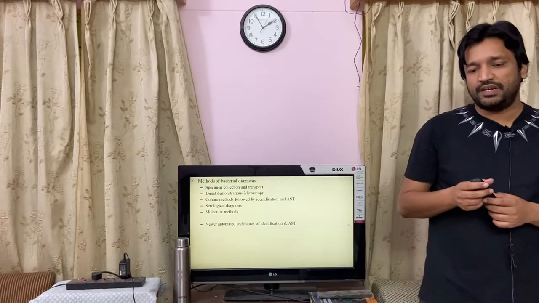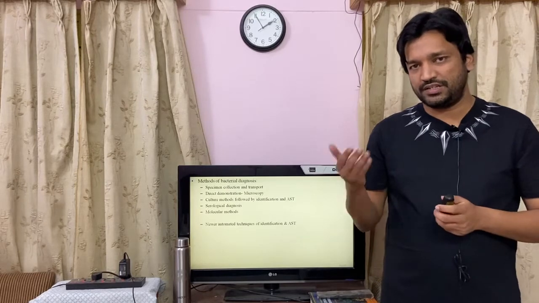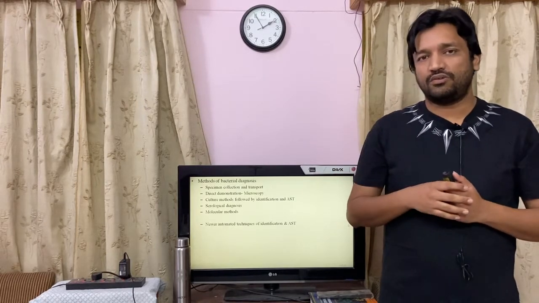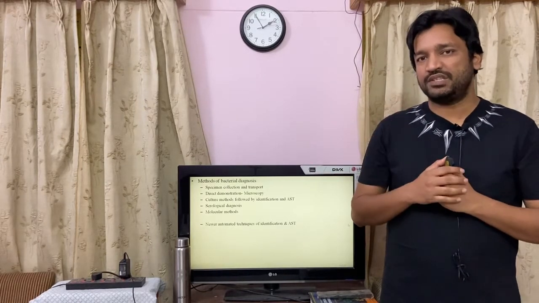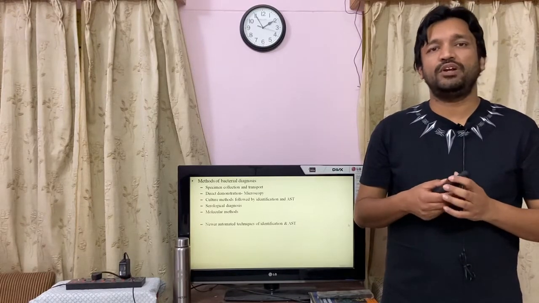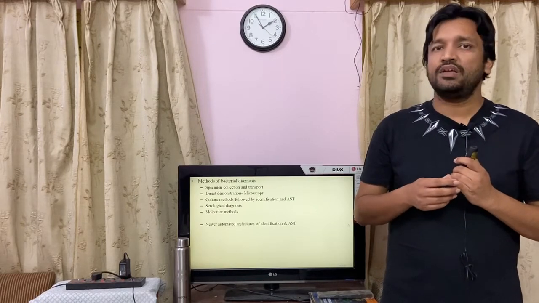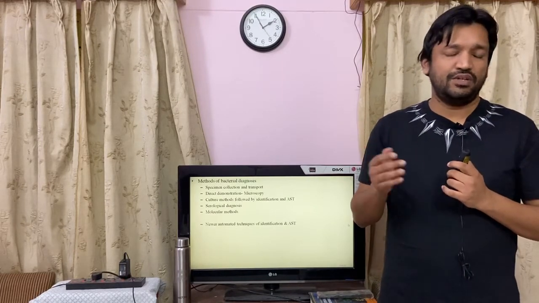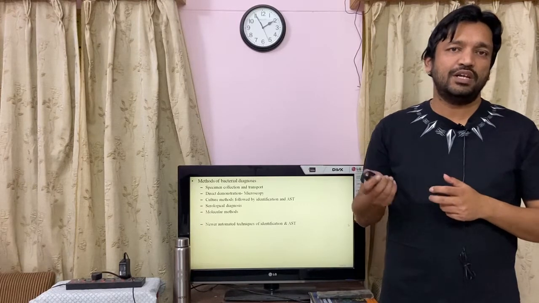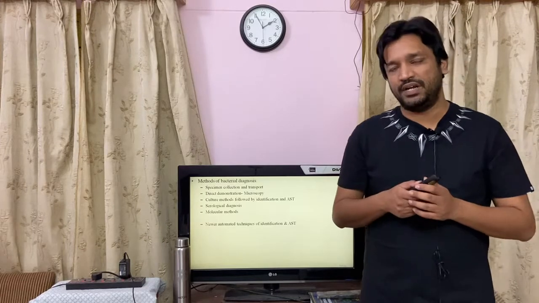Methods of bacterial diagnosis. So as I have already told you, it starts with the collection of an appropriate specimen, then it is transported to the laboratory where we do a variety of tests ranging from direct demonstration of the bacteria. Then we can do culture, in which we will put up some artificial media.